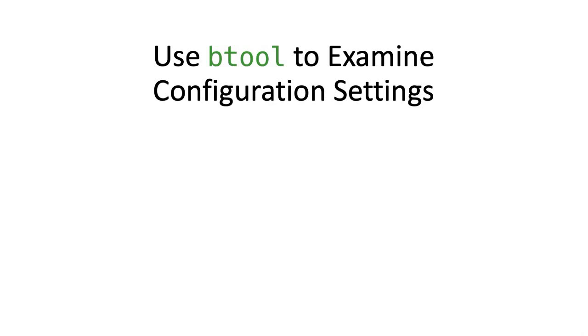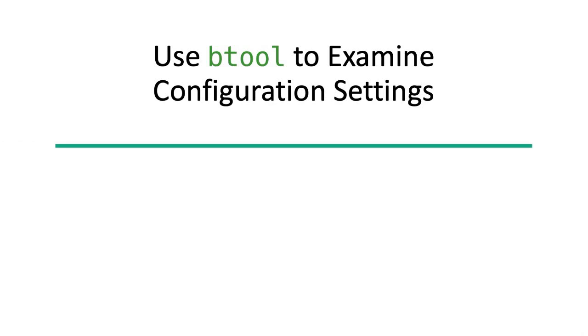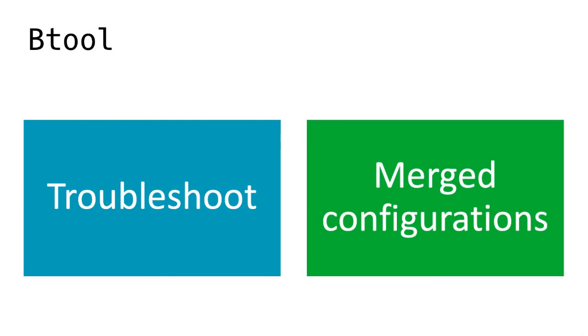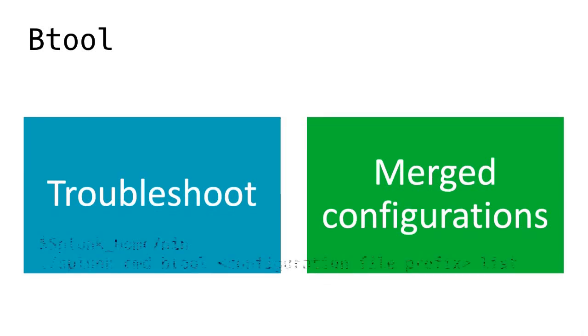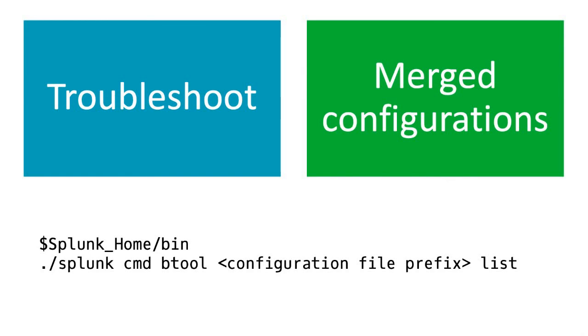Use the btool to examine configuration settings. We need to initially know which precedence Splunk usually follows, and in a larger environment, troubleshooting and managing configurations. btool is used to troubleshoot the configuration file, so you see which value Splunk is using. Here is an example for demo purposes. Let me show you an example of the btool command and how we use it when it comes to Splunk troubleshooting.